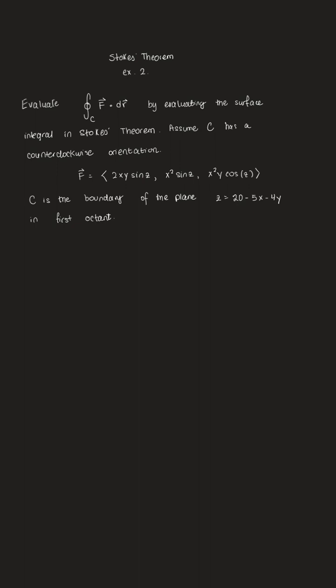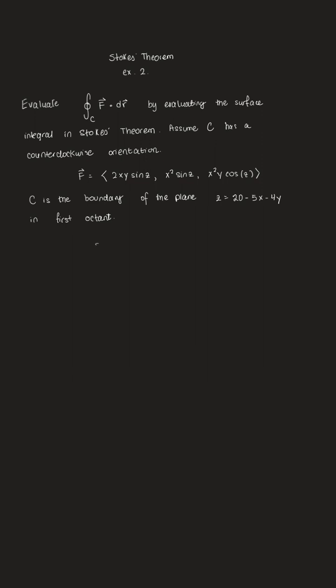Okay, so this is our second example on Stokes' theorem, and we're being asked to evaluate the line integral, circulation integral, by evaluating the surface integral in Stokes' theorem. We assume C has a counterclockwise orientation, so it needs to be compatible with the orientation of our region. We're given a vector field, and C is the boundary of the plane z equals 20 minus 5x minus 4y in the first octant. So let's first get a sense of what the problem's asking us to do.